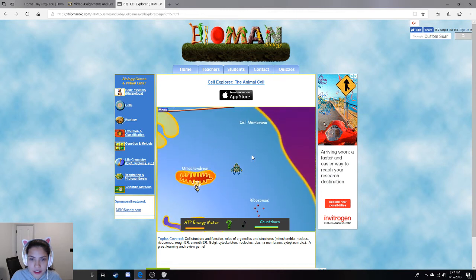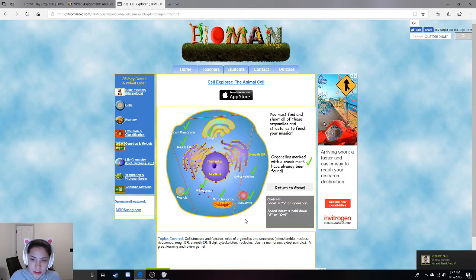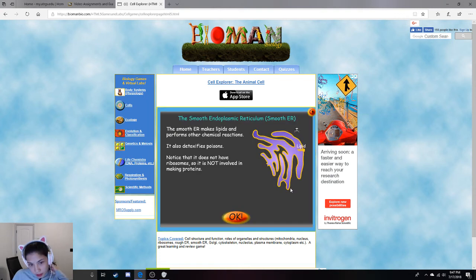Trying to get to the nucleus. Smooth ER. Okay, I can do smooth ER. The smooth endoplasmic reticulum, or smooth ER, makes lipids and performs other chemical reactions. It also detoxifies poisons. Notice that it does not have ribosomes and it is not involved in making proteins. So it makes lipids, performs other chemical reactions, and detoxifies poisons, but is not involved in making proteins.